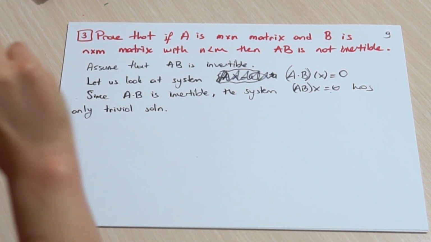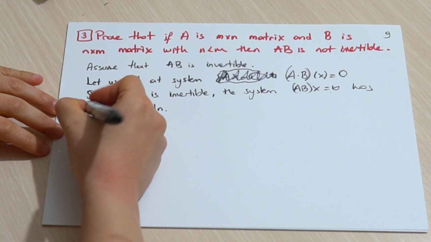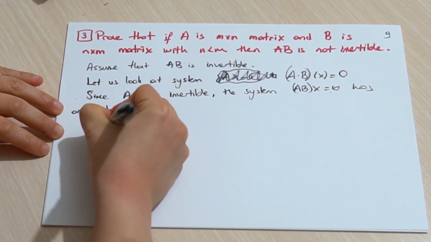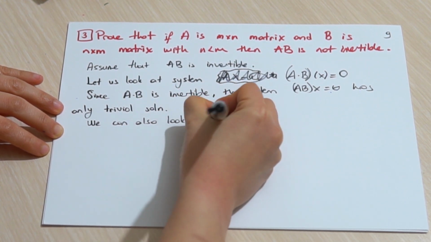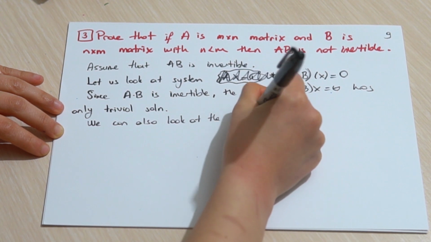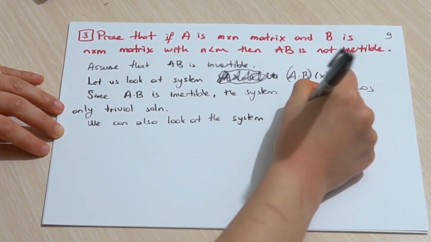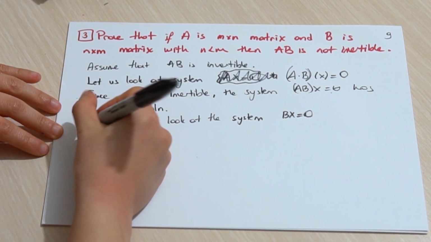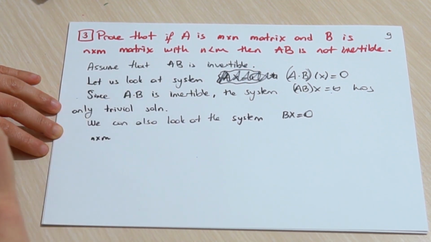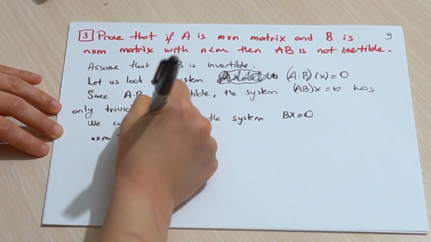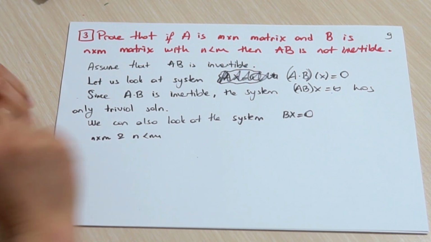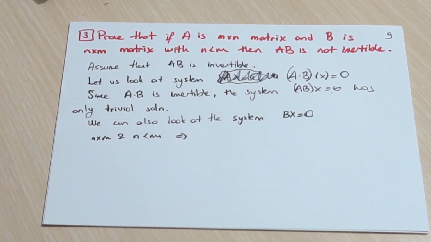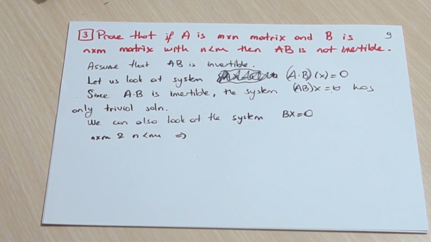Let's look at B times x. Also we can look at the system Bx is equal to 0. Now, B is n by m, right? And n is less than m. So we have m unknowns and n equations.